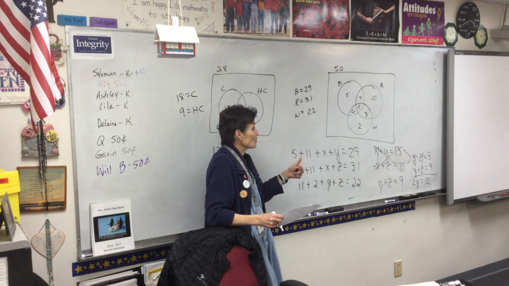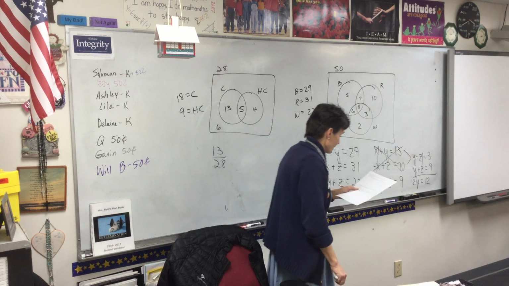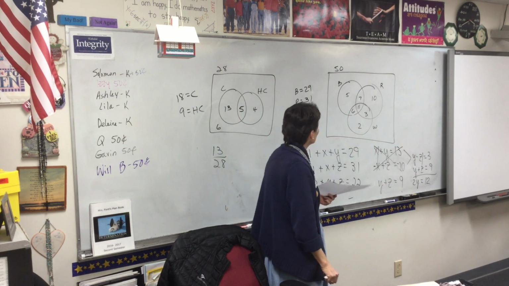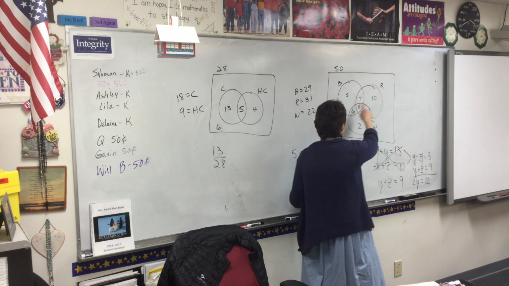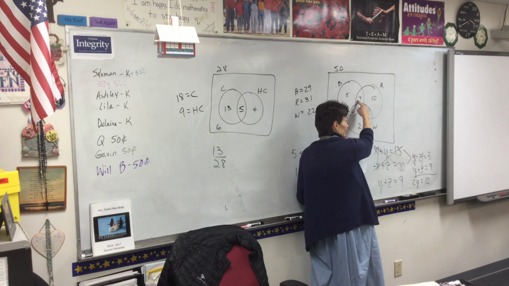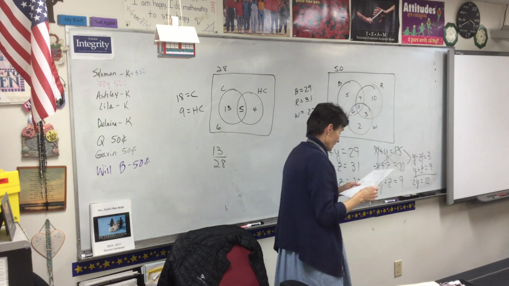So now we answer the questions. How many athletes drink only blue and red? So only blue and red would be right there. 7 of them? Those are the blue and reds, 7.